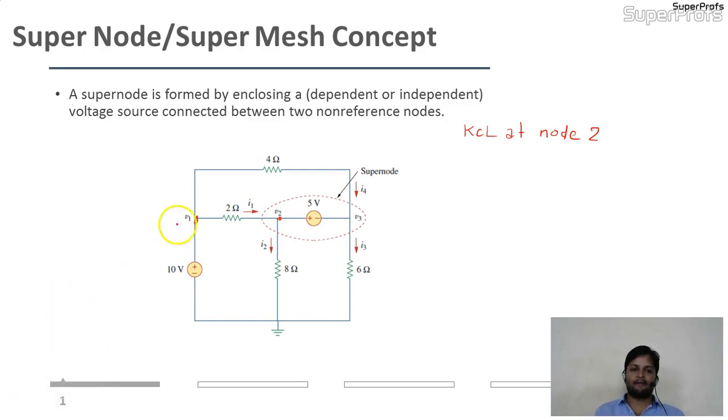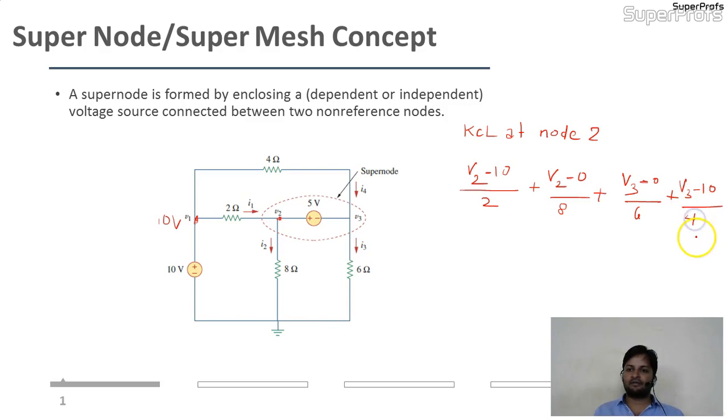So it is a directly 10 volt. So V2 minus 10 divided by 2. I hope this one is clear. Now V2 minus 0 divided by 8. Is it clear? Now, what about this branch? No need to write this branch. Directly jump to V3. Simultaneously, we write both nodes since they are a super node. V3 minus 0 by 6, and V3 minus 10 divided by 4, equal to 0.